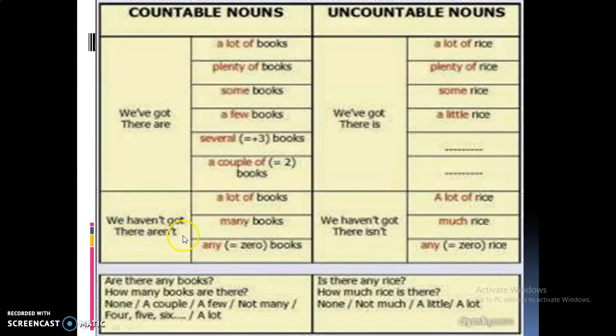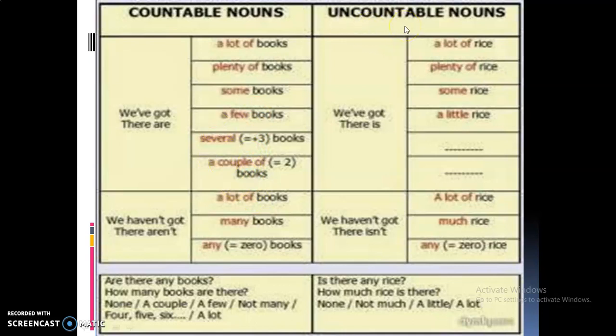There aren't many books. There aren't any books. The word any here means 0. There are no books, so you can say it in a negative way. There aren't any books; the meaning is there are no books. All these come under countable nouns. You can count books, so books can be counted.